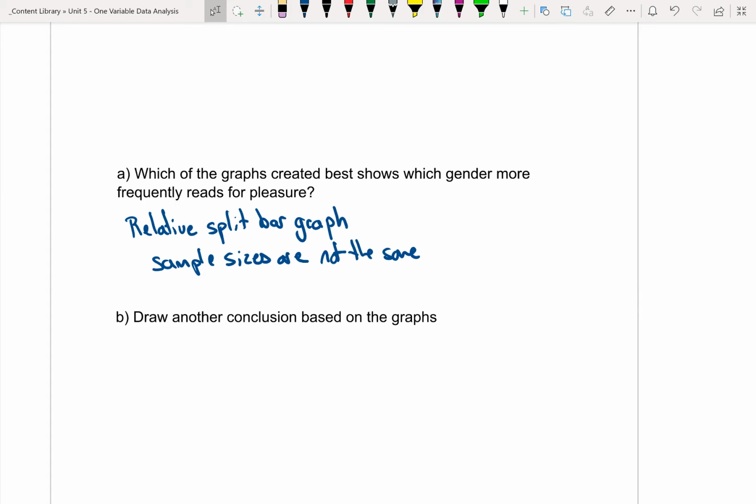So again, the two main things we should get out of this are reliable data versus valid data, and the three different types of bar graphs that we could use to represent our data.